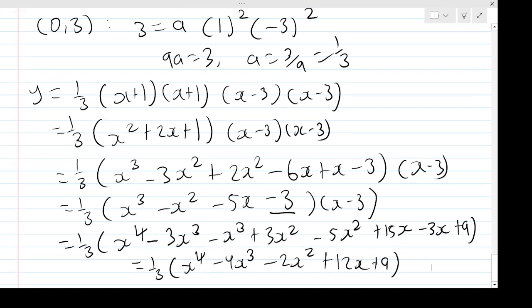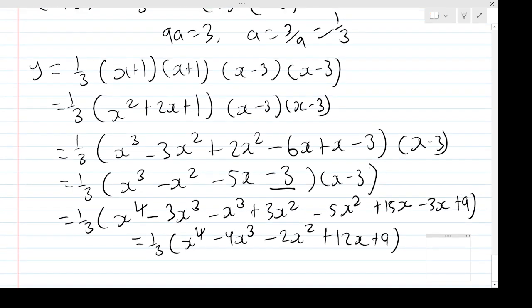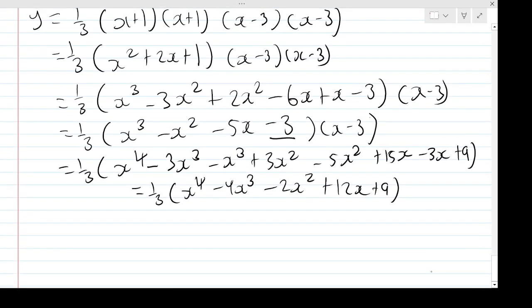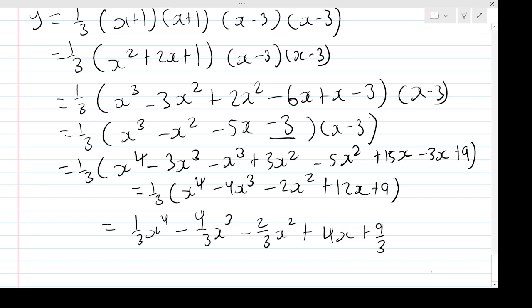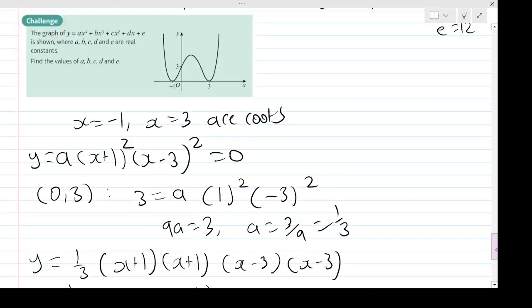So lastly then we can multiply out by a third, right, expand with the third here, to then lastly get a third x to the 4 minus 4 over 3 x cubed minus 2 over 3 x squared plus 12 over 3, but actually we can simplify that because 12 over 3 is 4, right? So 4x plus 9 over 3, which again, that goes to just 3. And there we are, and that's equal to y, right? Our curve, right? Our expression.